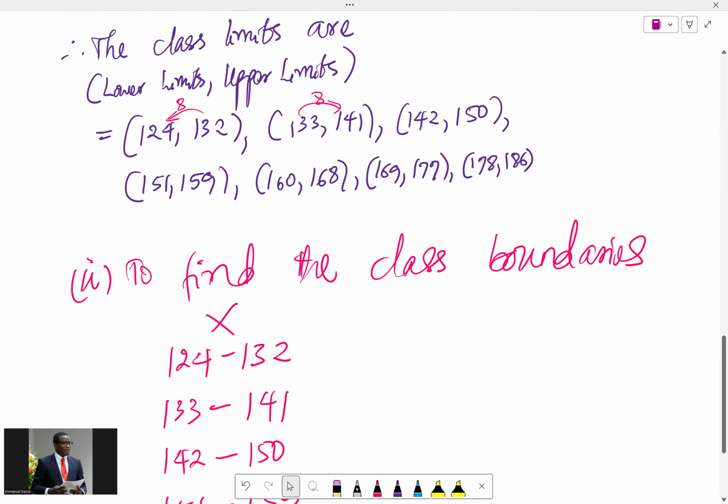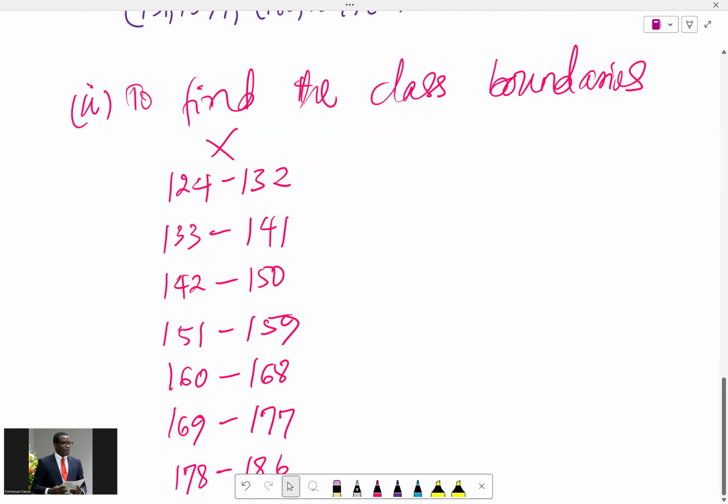But we need the class boundaries. And how do we get boundaries? To get boundaries, this is how we go. You add these two and divide by 2. That's how you get the boundaries. So that means you have 132 plus 133 divided by 2. That will be 132.5.